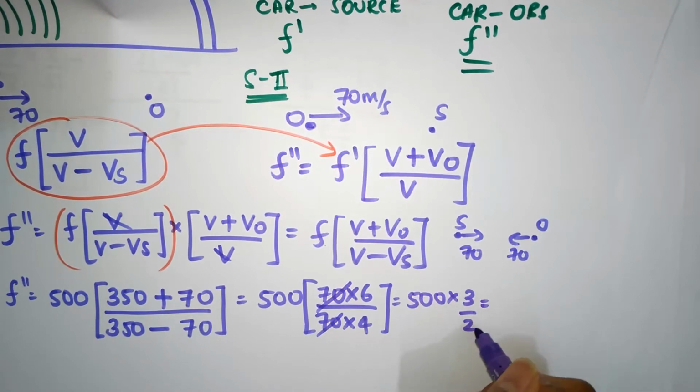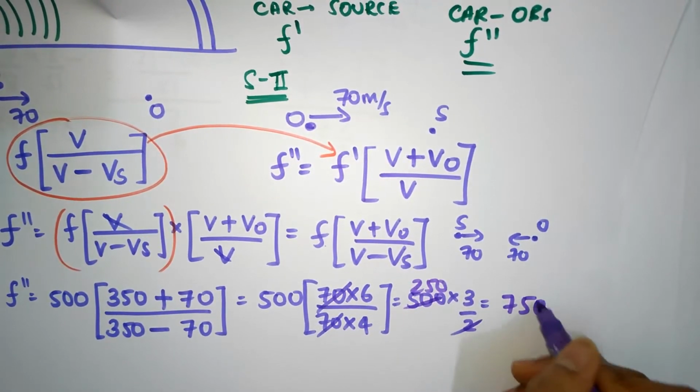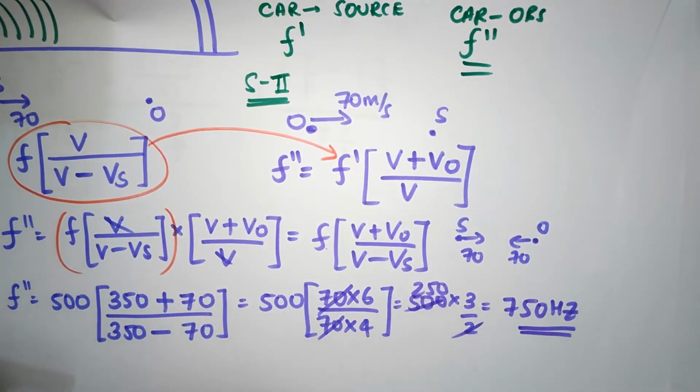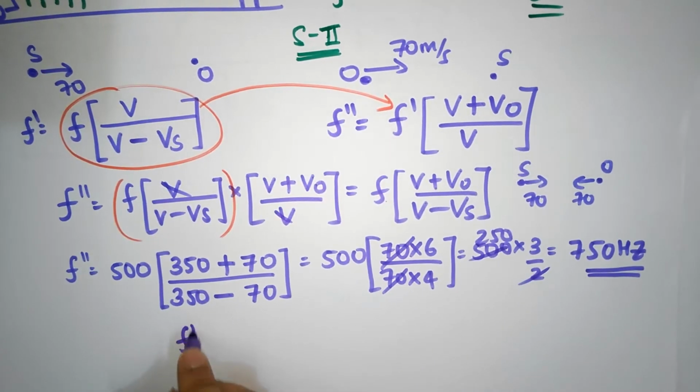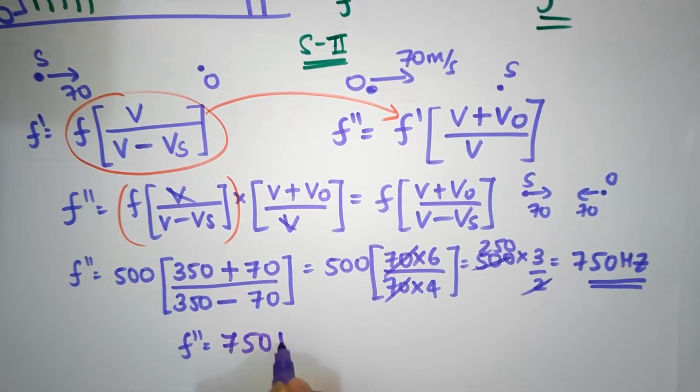That's going to be 750 Hertz. I hope I did not make a slip. Yes. So the apparent frequency of the reflected waves heard by the source is 750 Hertz.